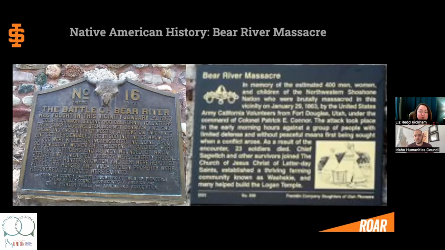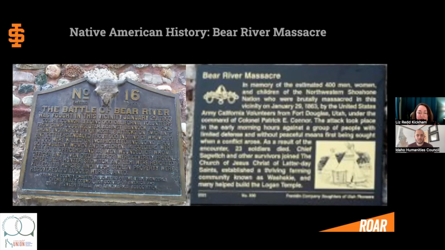So on the left we have the original plaque, and it reads, "The Battle of Bear River." Notice it calls it the Battle of Bear River, indicating that there were people fighting on both sides, that this was like two armies coming down into a field, like a Revolutionary War battle. But that's not what happened. They were invaded as they were waking up and just killed. "The Battle of Bear River was fought in this vicinity, January 29th, 1863." So right in the middle of the Civil War.